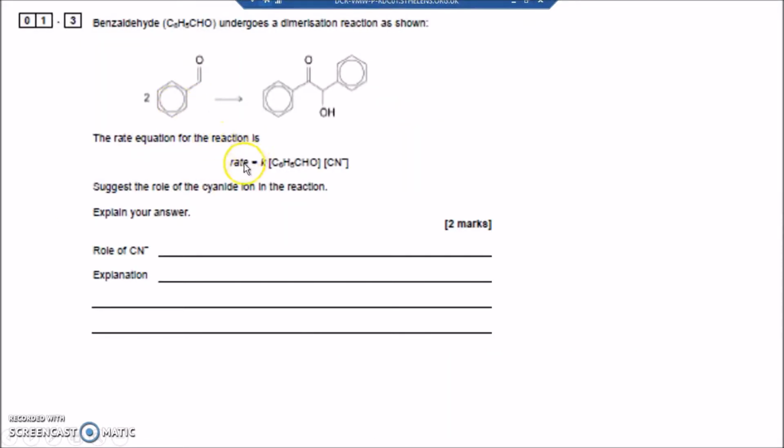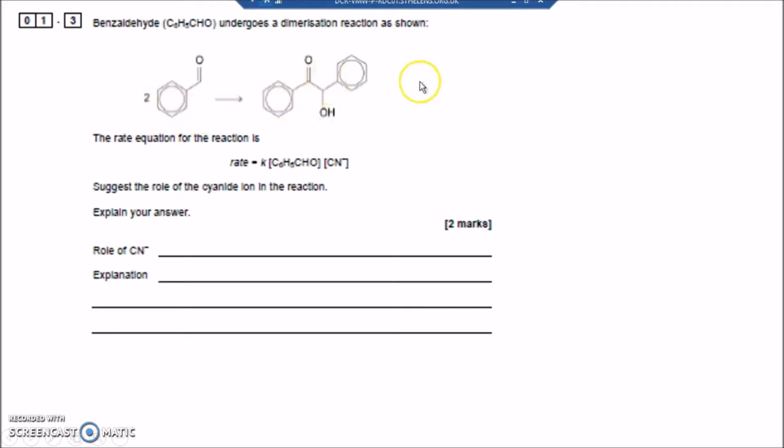The rate equation for the reaction is rate constant multiplied by the concentration of benzaldehyde multiplied by the concentration of cyanide ions. But actually cyanide ions don't appear in the actual reaction, but they do affect the rate. So that's strange, isn't it? They're not a reactant, but they affect the rate. So explain the role of something that can maybe speed up a reaction, but it actually doesn't appear in the equation at all.